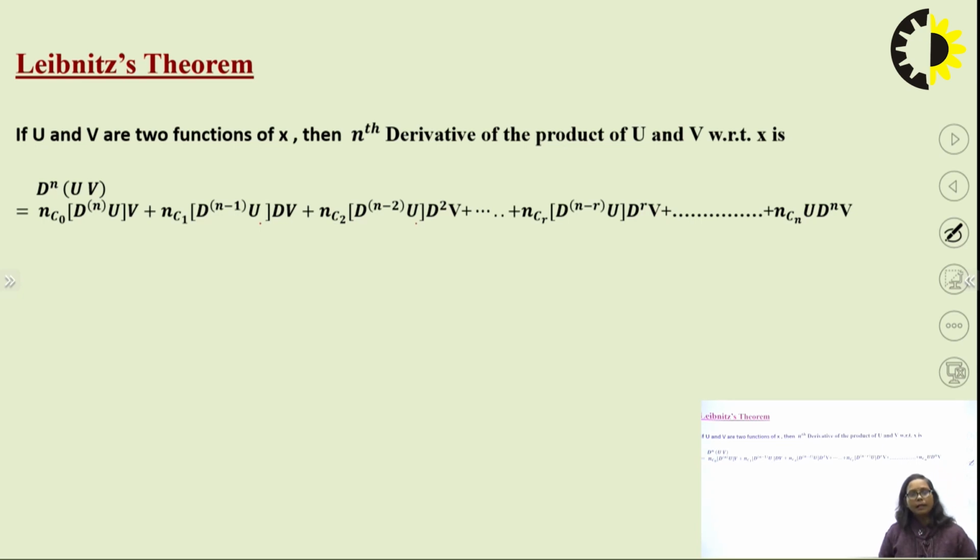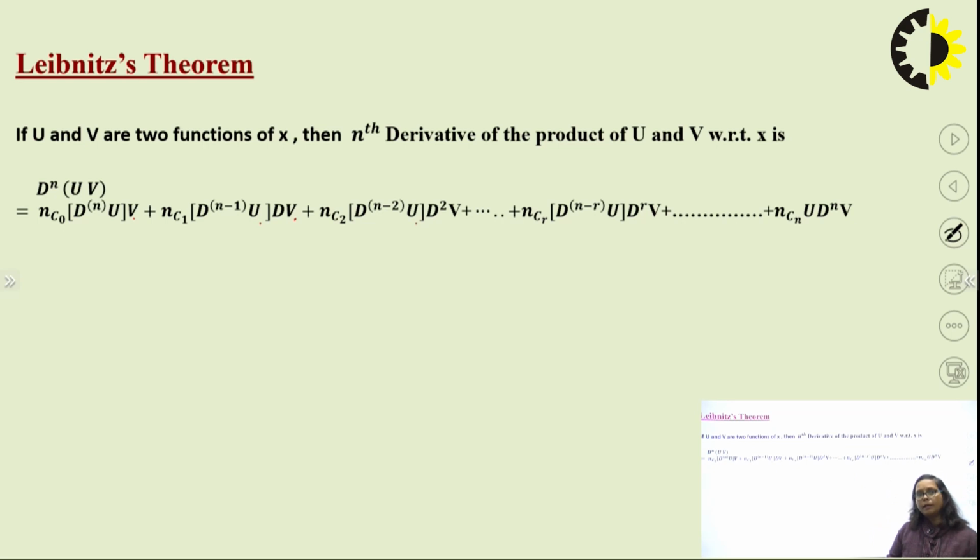What we do here is that out of u and v, one of the functions is taken as the first function and the second one as the second function. So the statement means, first we start with the nth derivative of the first function into the second function as it is, plus nC1, the lower order derivative, the (n minus 1)th derivative of u into the first derivative of the second function v, plus nC2 (n minus 2)th derivative of u into the second derivative of v, and so on.